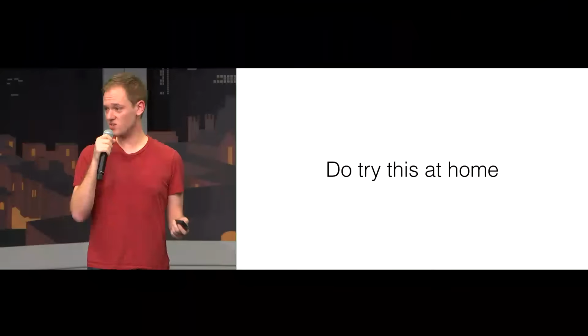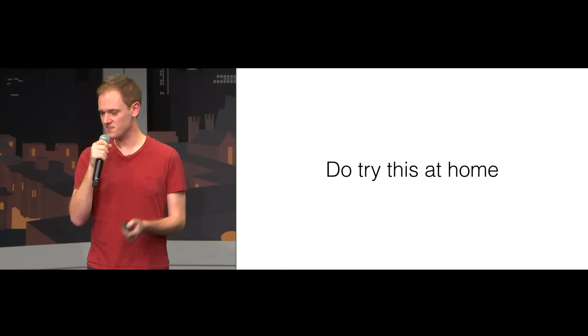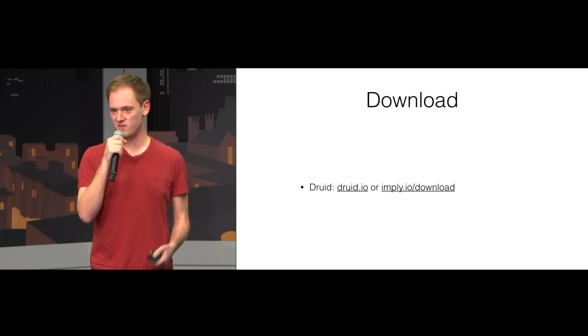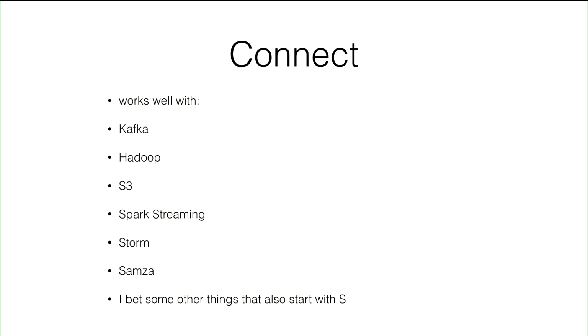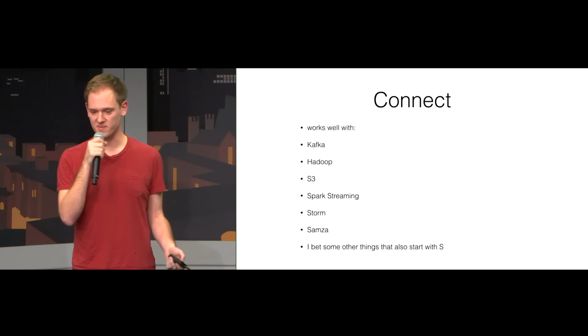Like I said, Druid's open source. You can try this at home. You can get Druid from the official website, druid.io, or you can get our distribution from our website, imply.io. They're largely similar. The difference is that the Imply one just has a few more goodies in it. You can connect Druid to things. Like I said earlier, Druid has a copy of your data, so it loads data from a variety of places. The most popular ones are Kafka, Hadoop, S3, and a variety of stream processors that we support loading from.